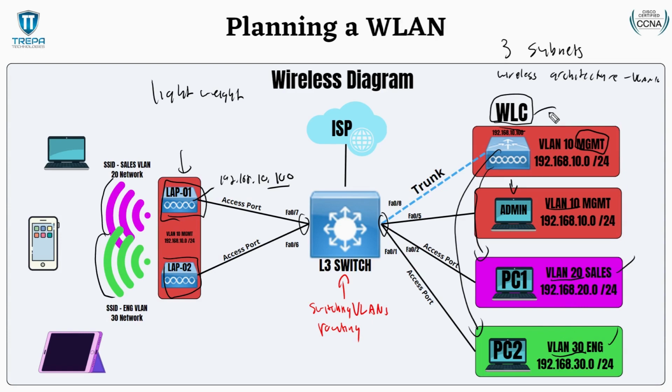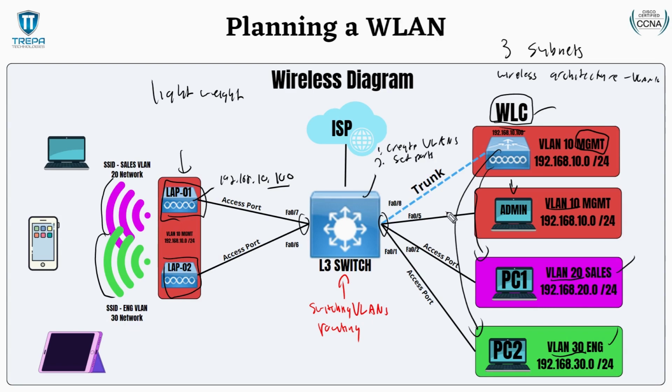Now looking at the actual switch config. So because it's a layer 3 switch, what's the first thing we're going to have to do? One, we're going to have to create the actual VLANs. So that's easy. The commands, VLAN 10, 20, 30. And then we're going to have to set the ports up.